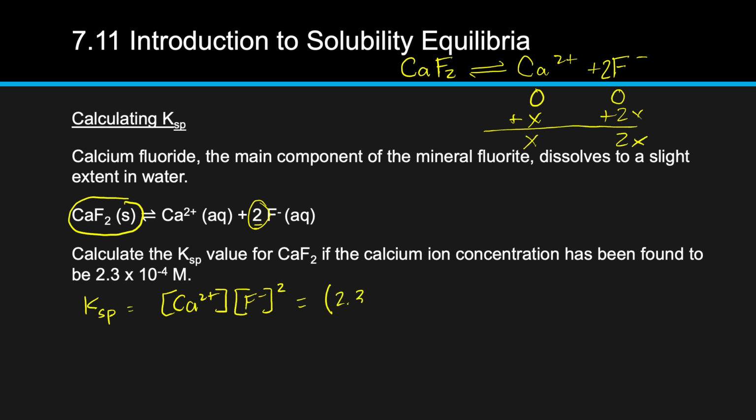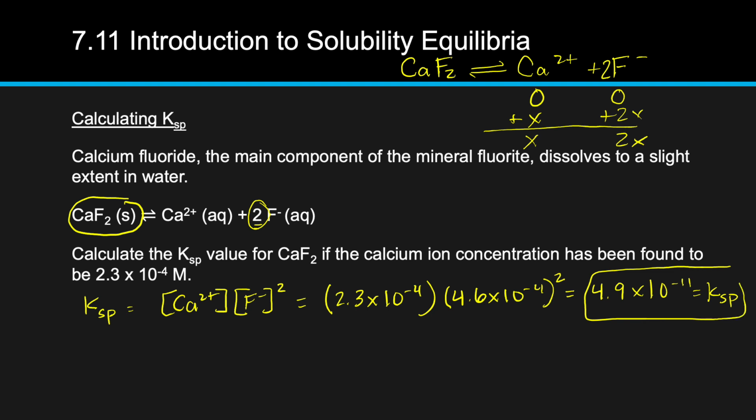So 2.3 times 10 to the negative 4th. And for F-, it will be 4.6 times 10 to the negative 4th, squared. So now plugging that in, we end up getting 4.9 times 10 to the negative 11th for our Ksp value.